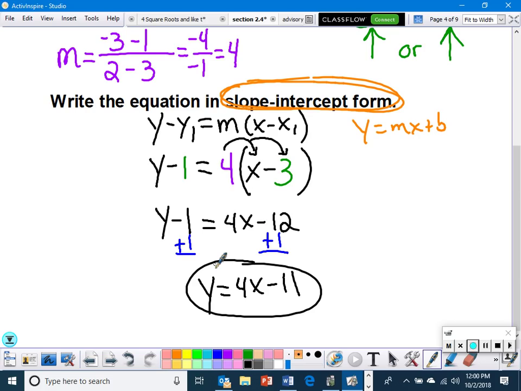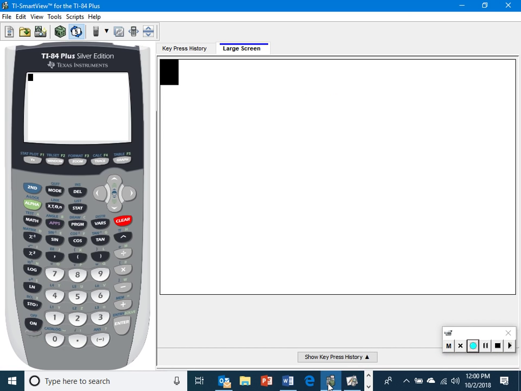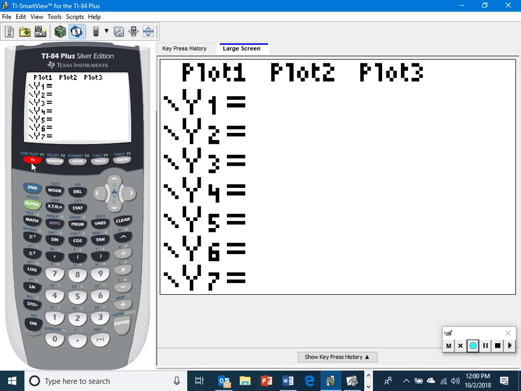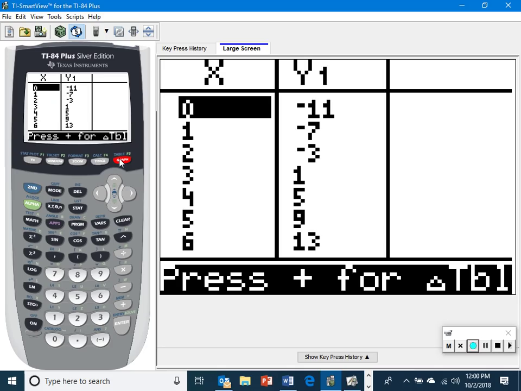Now, I can check this answer with the calculator and verify if those two ordered pairs are indeed on that line. So we go to our calculator. Again, we can go to our y equals and type in the equation we just found, 4x minus 11. Then you can go second and then hit the graph button, which is the table.